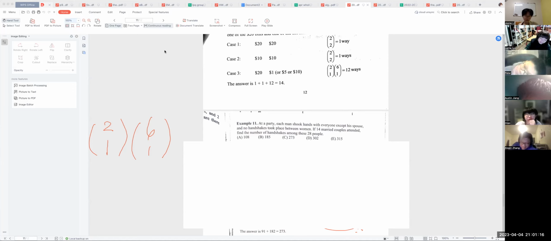Okay, so each man shook hands with everybody except his spouse, and no handshake took place between women. If 14 married couples attended, find the number of handshakes among these 28 people.